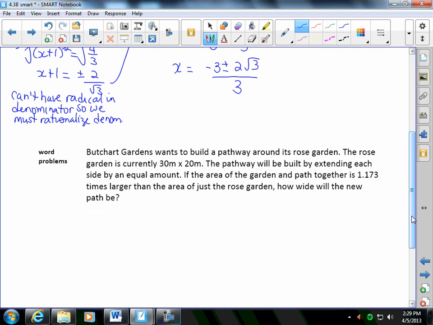So the last part is a problem-solving one. So we can use complete the square and the square root property to solve problems. So it says Bouchard Gardens wants to build a pathway around its rose garden. The rose garden is currently 30 meters by 20 meters. The pathway will be built by extending each side by an equal amount. If the area of the garden and path together is 1.173 times larger than the area of just the rose garden, how wide will the new path be?